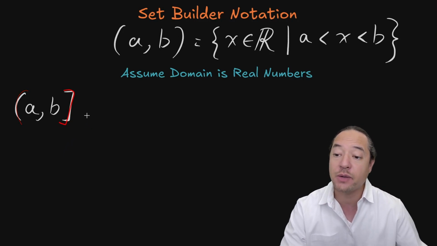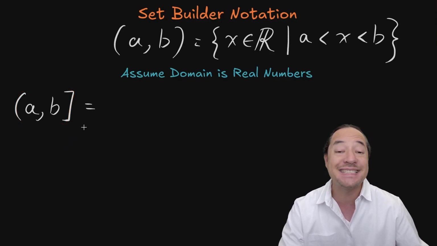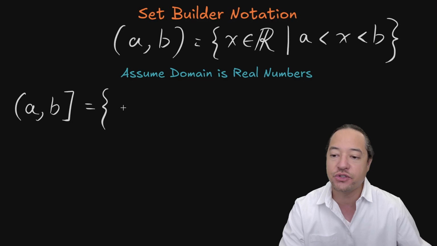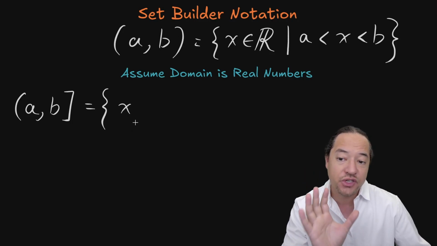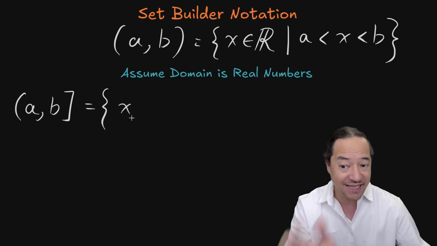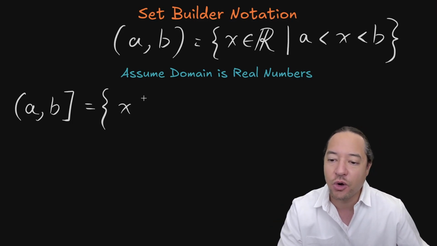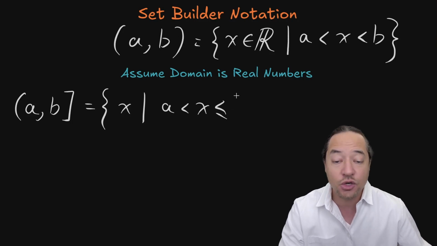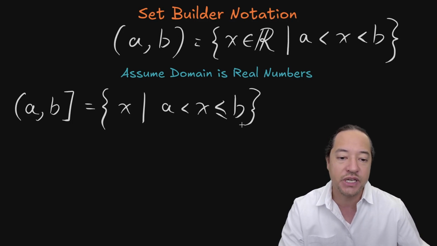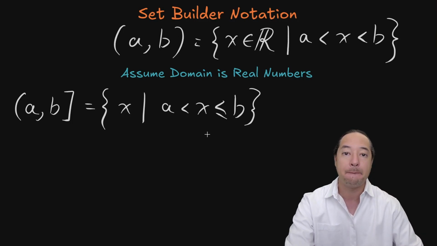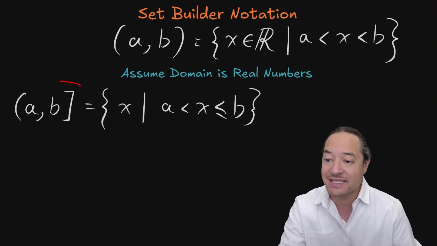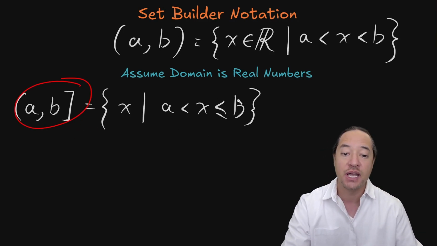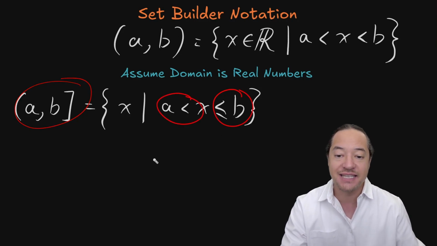Okay, so how would we represent this using set builder notation? So set builder notation, I'm just going to write all x. We're assuming the domain is real numbers, so I'm not going to bother writing it's an element of the set of real numbers. So it's all x such that a is less than x is less than or equal to b. And there we go. That is going to be my set for this interval. Okay, so this side is closed, this side is open.